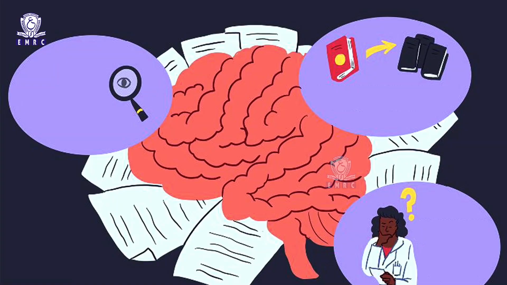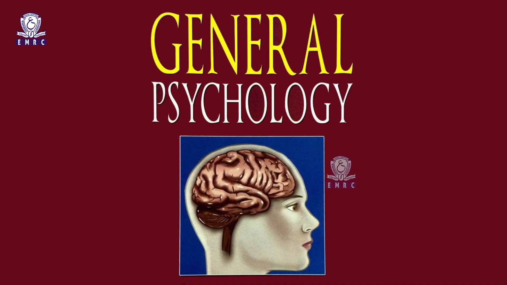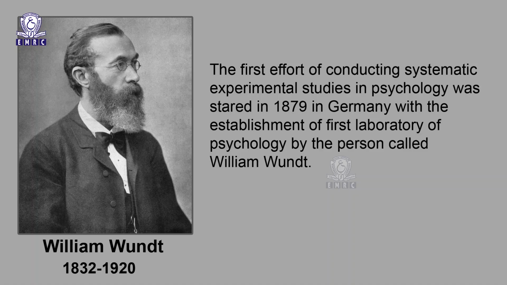In this unit, we will describe the important methods of studying the psychology of learning, that is, educational psychology. All the methods to study the psychology of learning are basically nothing but methods of general psychology. A brief review of the development of these methods will be helpful for you to understand the importance of the subject in greater perspective. The first effort of conducting systematic experimental studies in psychology started in the year 1879 in Germany with the establishment of the first laboratory of psychology by William Wundt.